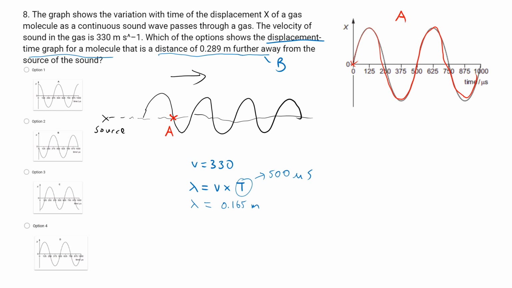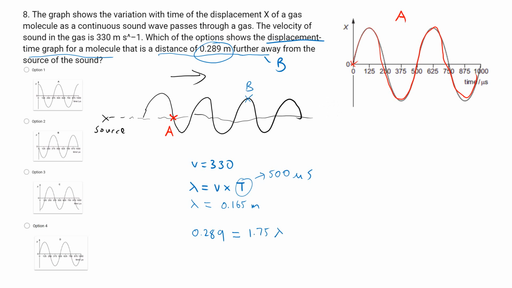We are told that B is at a distance of 0.289 meters away from A, and 0.289 is actually equal to 1.75 lambda. This would mean that B is 1.75 wavelengths to the right of A, and based on the displacement distance graph, we can pinpoint the position of B to be over here.